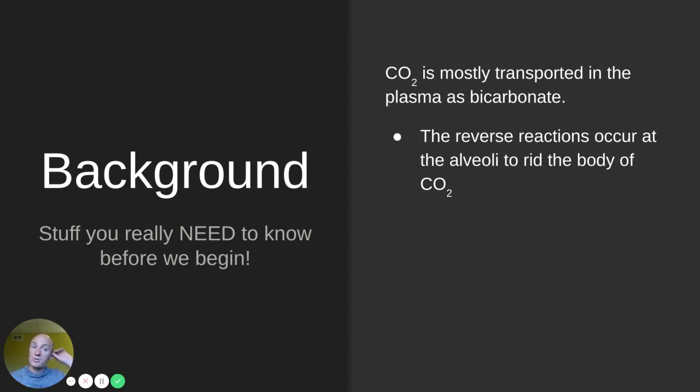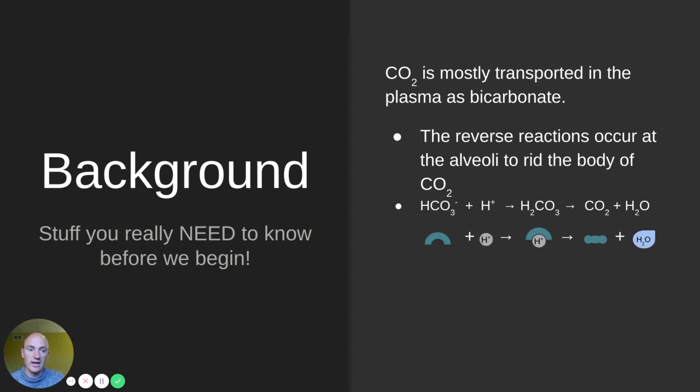Now, the reverse reaction is going to occur at the lungs, right? That all happened as soon as the carbon dioxide was made at the tissues. Now we move that bicarbonate to the lungs, and the reverse reaction can occur. So HCO3 minus, that's what we ended with, that curvy green shape, plus a hydrogen, that grayish hydrogen, is going to lead to carbonic acid. Carbonic acid then can be broken into CO2 and H2O, and we can literally breathe out the CO2.